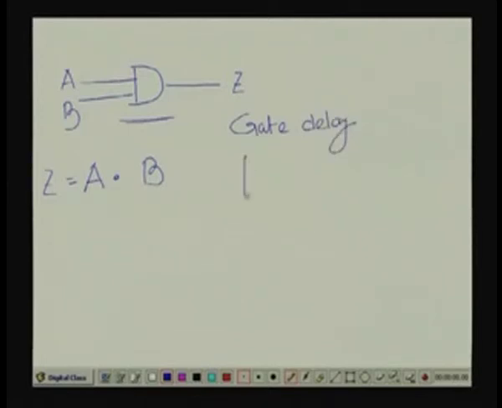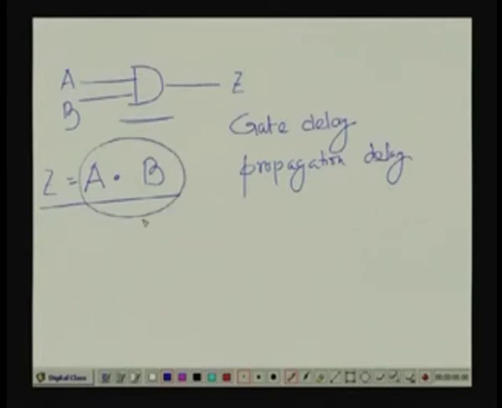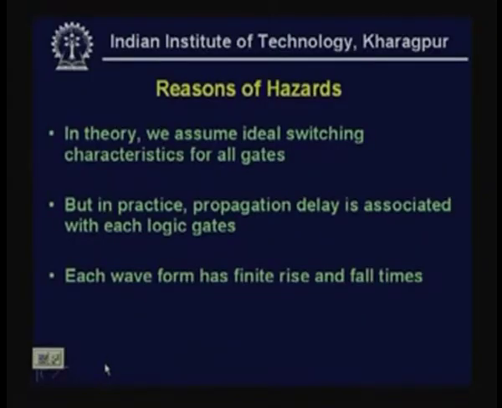Now, similarly, if we consider this operation just to execute this A dot B, it will also take some time, and that is also the delay. So, we are saying that each logic gate is associated with some delay.